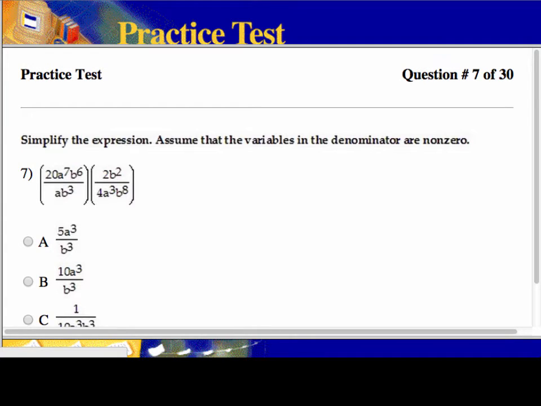Oh man, that looks hard. So let's multiply the numbers on the top. What's 2 times 20? 40. Good job. What's a to the 7 times a to the 7? A to the 7. B to the 6 times b to the 2?